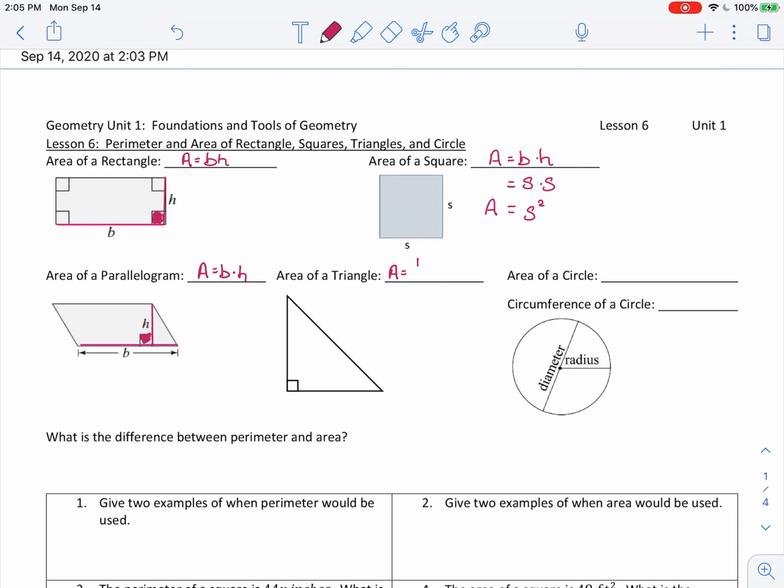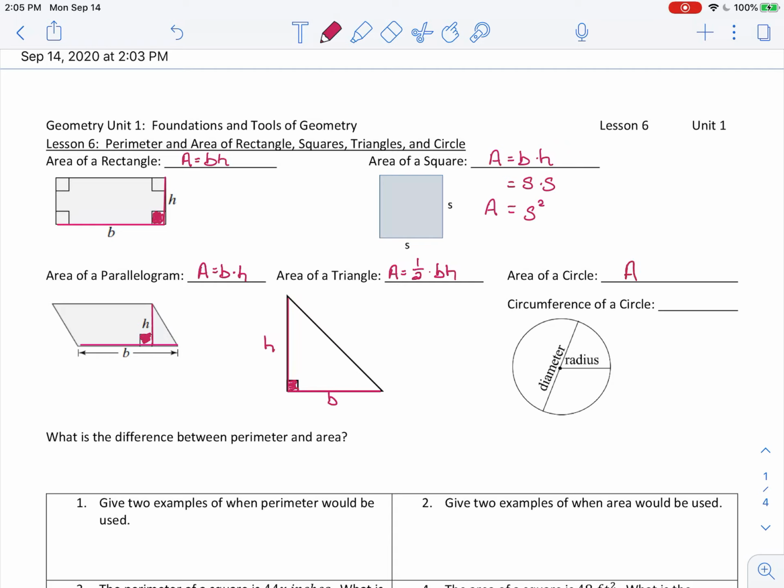Same thing for a triangle. The area of a triangle is 1/2 base times height, because it's like half of a parallelogram. So your base and your height have to make a right angle. They have to be the legs of a right triangle, or just some part that makes a right angle. If you skip that step, you're going to miss it a lot of times.